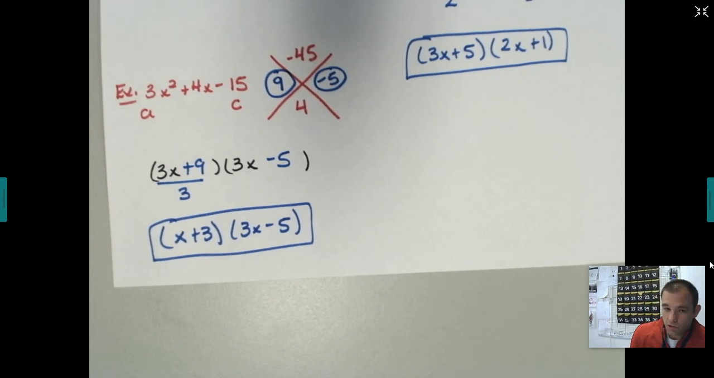And there you go. That is our 2.3 day 1 notes when factoring when A is not 1 and the GCF. Hopefully it makes sense.